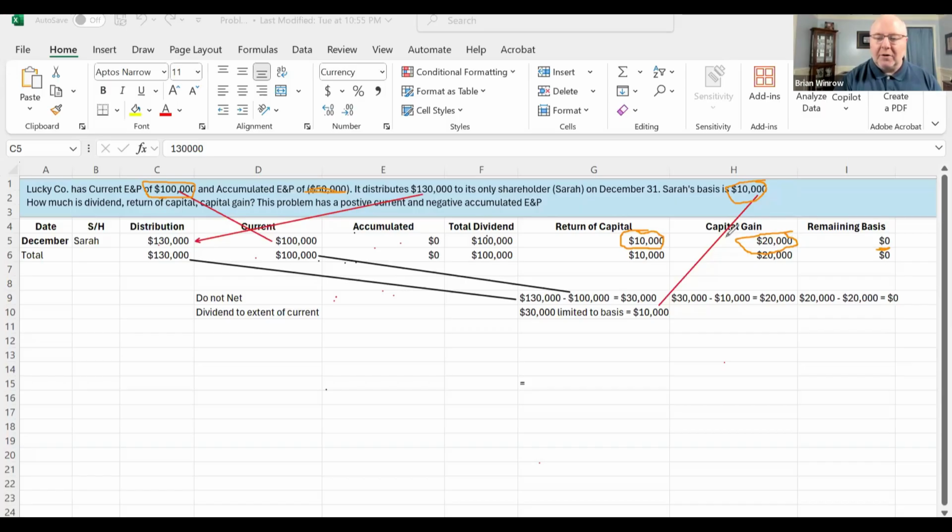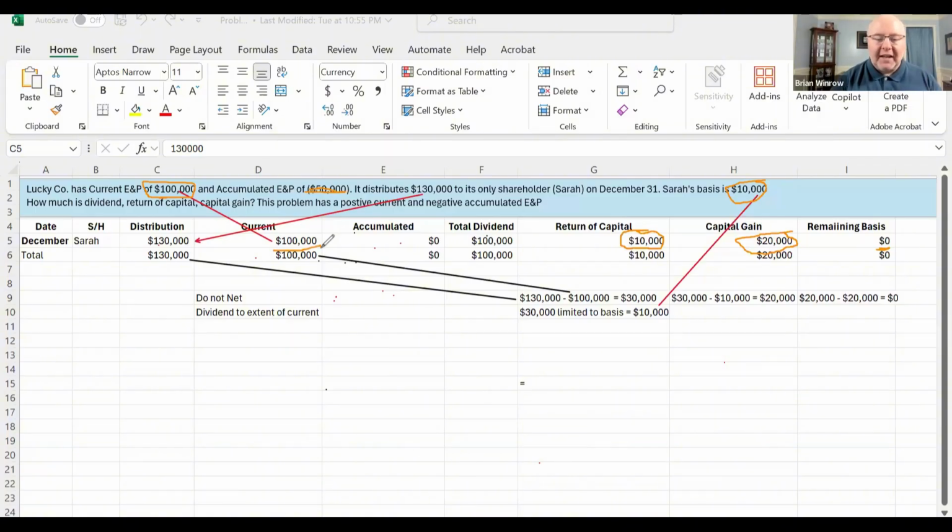Plus 20,000 capital gain. That's $130,000. Yeah, that's the amount of distribution. Our basis is zero. It'll always be zero if we have anything in capital gain. And then our accumulated E&P at the end of this year is still going to be a deficit of $50,000. We didn't have anything left over in current to close out. We exhausted it all because we distributed all of our current with that $100,000.